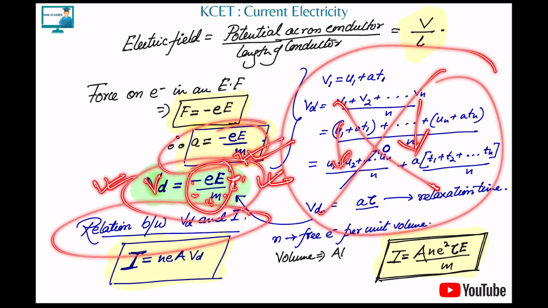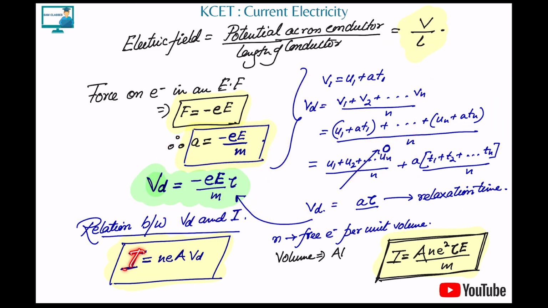Next, the relation between Vd and current I. Current is equal to nAeVd. This is very important because they'll ask, if Vd is increased, what will be the change in current, or if the area is increased, what will be the change. So you should know this formula. Next, in terms of relaxation time, you should also know I is equal to n A e square tau E by m. This formula is also very important. What is n? The number of free electrons per unit volume, meaning in 1 meter cube how many free electrons you get. That is the value given by n, and volume we know is A times L.